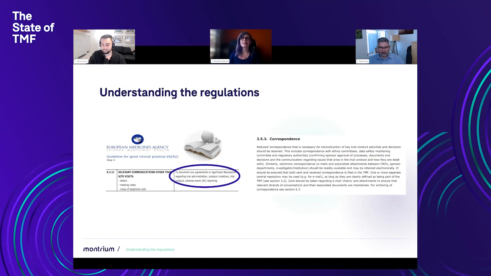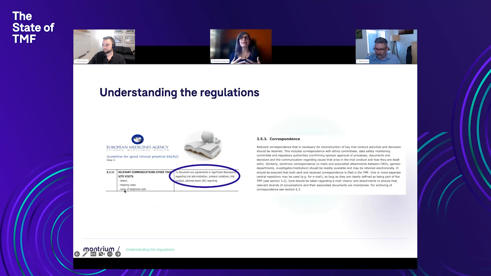So I think you're starting with the right approach, because definitely it's very important, in my opinion, to understand what the requirements are from a regulatory perspective. And definitely the first requirement, the first rule that we have to always consider is ICH-GCP when it comes to TMF management. And if we look at ICH-GCP, we see that in relevant communication, there is no detail of emails. So we've got letters, meeting notes, notes of telephone calls.